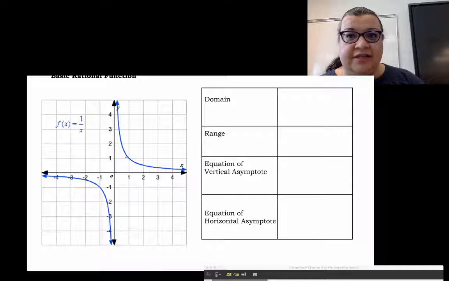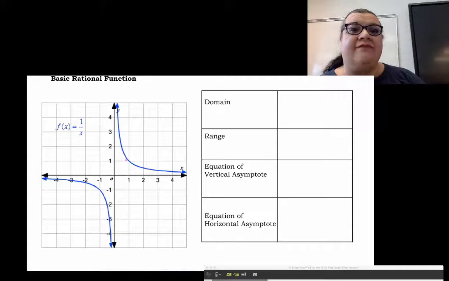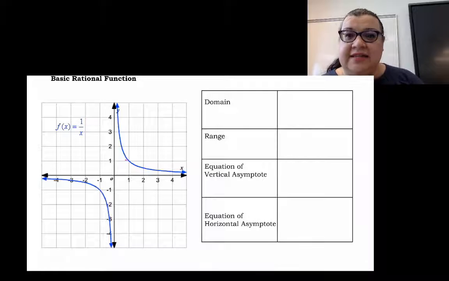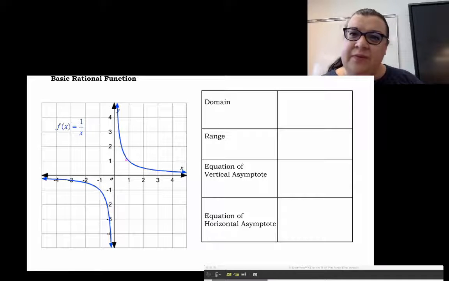Okay. So we are going to, of course, first look at a base rational function, so the simplest rational function is 1 over x. And I've already given you the graph here. And as you can see, we're going to talk about domain, range, and then the equation of the vertical asymptote and the horizontal asymptote. So obviously you need to talk about what asymptotes are because I don't think we covered that very well or at all actually in 20-1, those of you I taught 20-1 to last year. So we're going to go over that again.